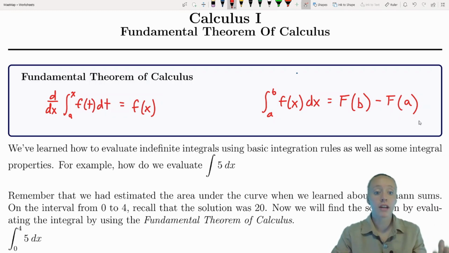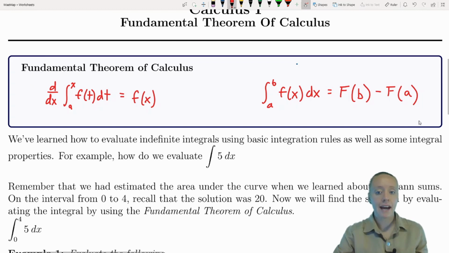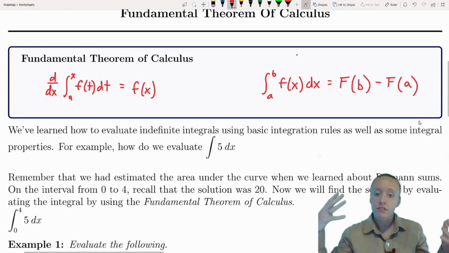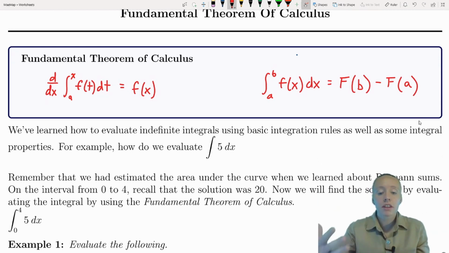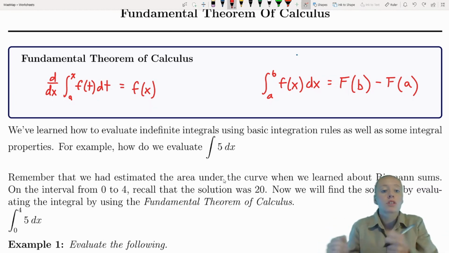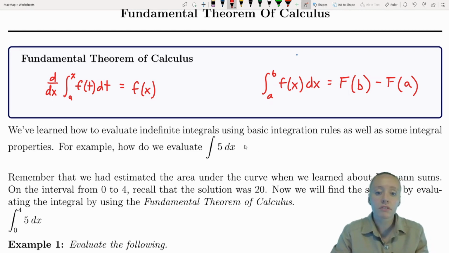And let's talk about how to actually apply them. We've learned how to evaluate indefinite integrals using basic integration rules as well as some integral properties. For example, how do we evaluate the integral of 5 dx? If we pull that 5 out in front, we're just integrating 1, which is going to give us our variable x. So this is going to be equivalent to 5x plus c. Don't forget that plus c because we don't have our bounds.